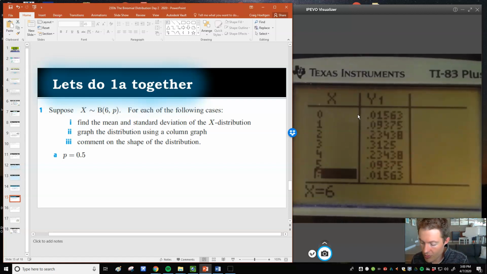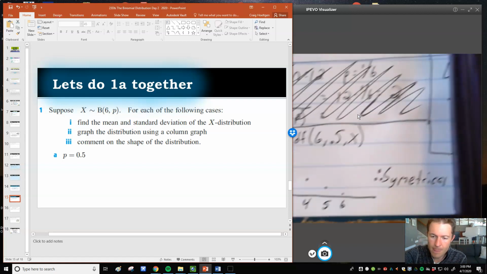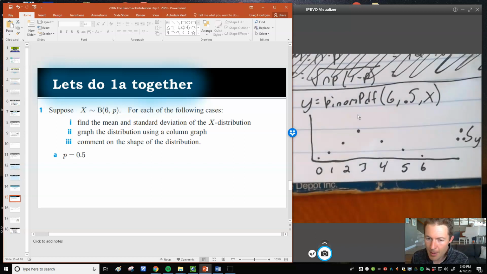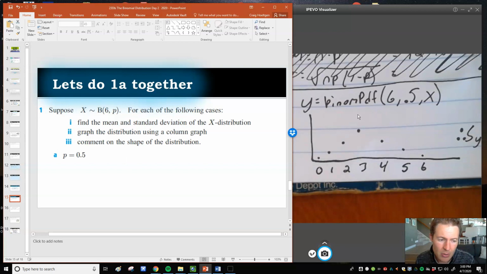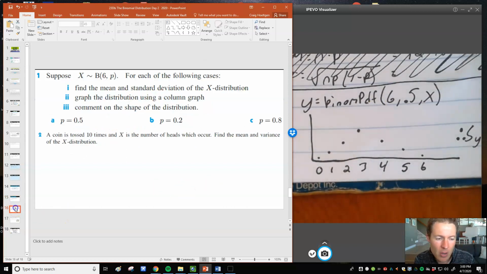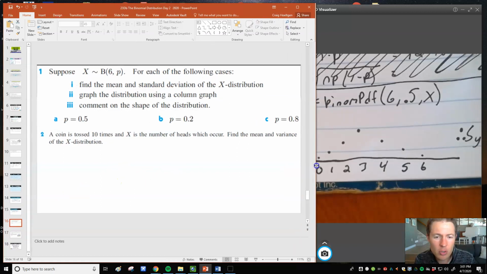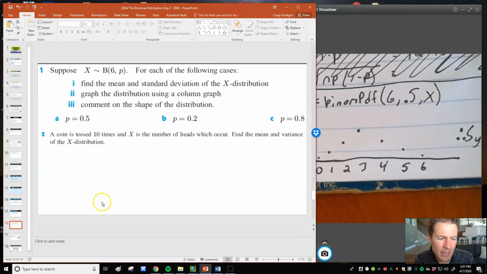So now to graph it, we're just going to make a plot with all that together, and this one happens to be symmetrical. The rest will not be symmetrical, but this one is. Okay, if you want to screenshot this or just pause it right here, try those. Go ahead and pause it now.